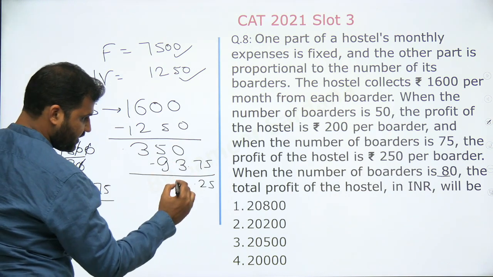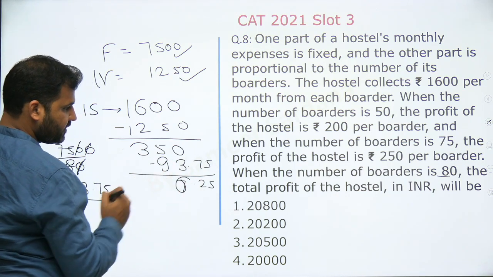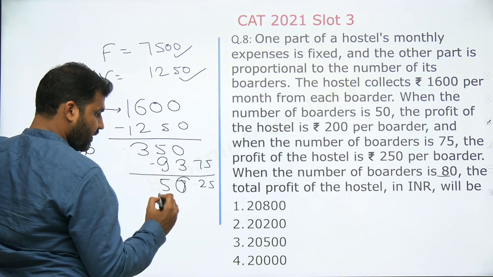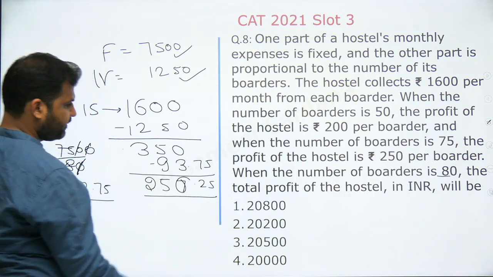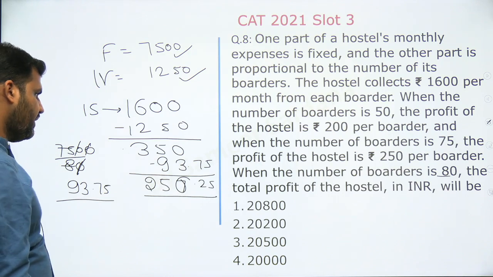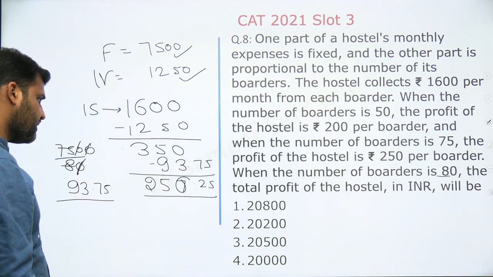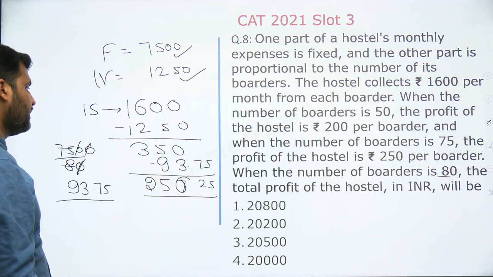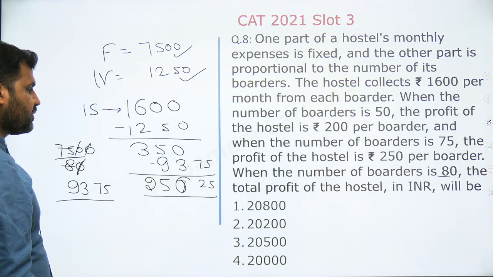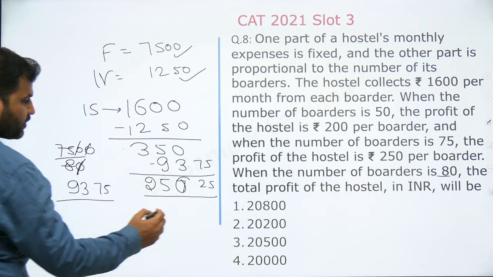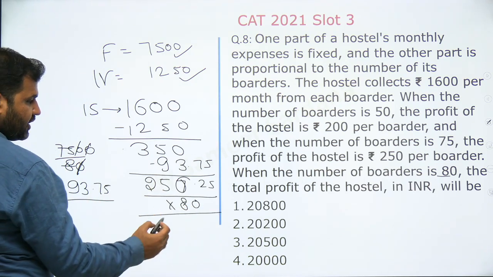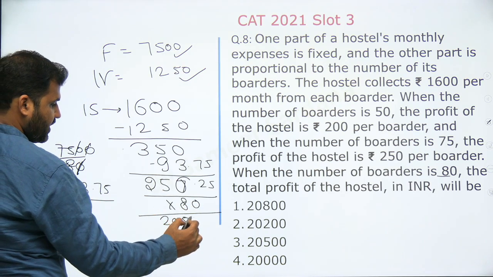0.25, 10 minus 3, 7. Sorry, 9 minus 3, 6. How much will it be? 256.25. 0.25, 9 minus 3, 6. Right. 256.25 is the profit per student. Total students are 80, so multiply this, right? You multiply this, you'll get your answer as 20,500.